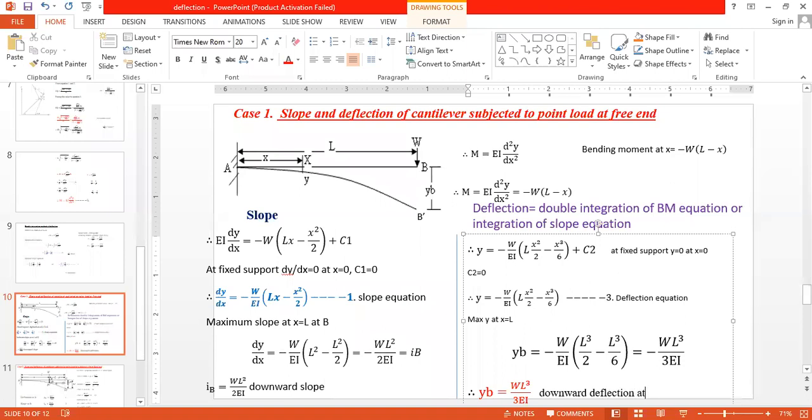Deflection at B. Okay. And it is also the maximum deflection when the cantilever is subjected to a point load at the free end. This is the maximum slope when the cantilever is subjected to a point load at the free end. This is the downward deflection, or the maximum deflection, when the cantilever is subjected to a point load at the free end. Okay. You have to remember these equations. These are simple equations. This is WL square divided by 2EI. It is WL cube divided by 3EI. Okay. There may be problems on this. There may be objective questions on this also.